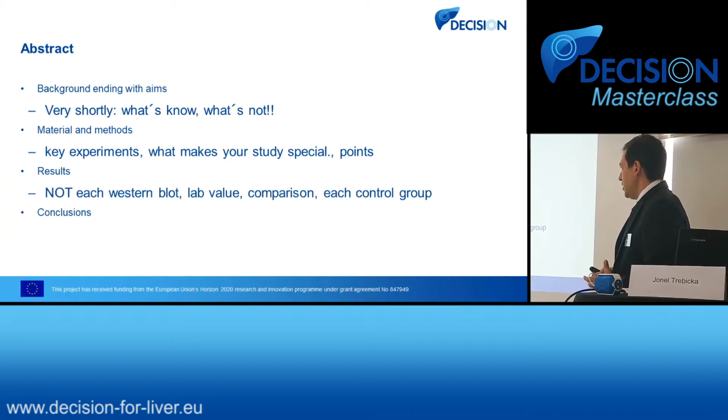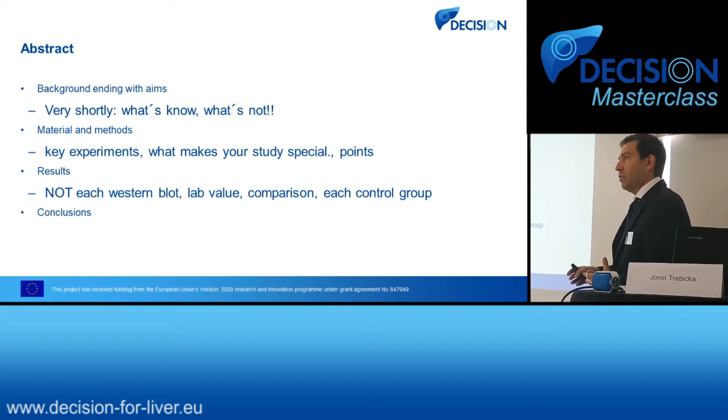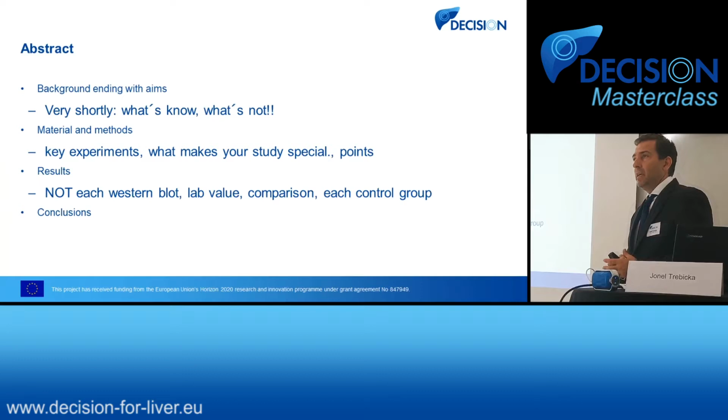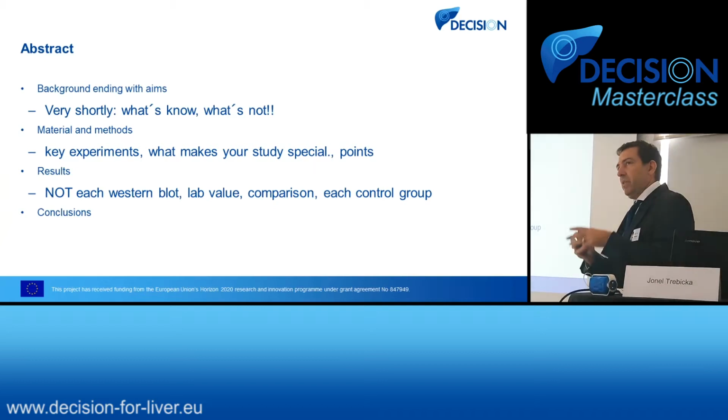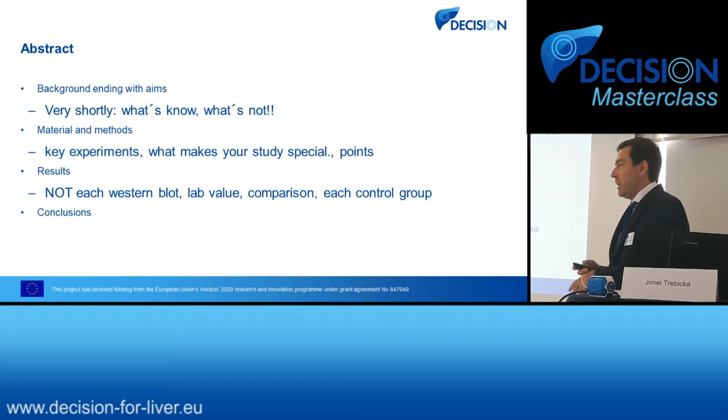And the results: don't mention each Western blot, lab value comparison, each control group and everything, but focus on the main findings of your study and the main message that you bring. And this is also the result that we put in the abstract. Not necessarily everything that is in the paper needs to be in the abstract.